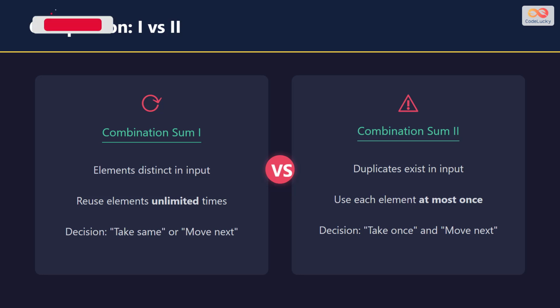If you are familiar with combination sum-1, it is important to understand the difference. In the first version, elements are usually distinct, and you can reuse an element an unlimited number of times. In this second version, duplicates exist in the input, but you can only use each specific element at most once. This changes our decision tree from take same or move next to take once and move next.